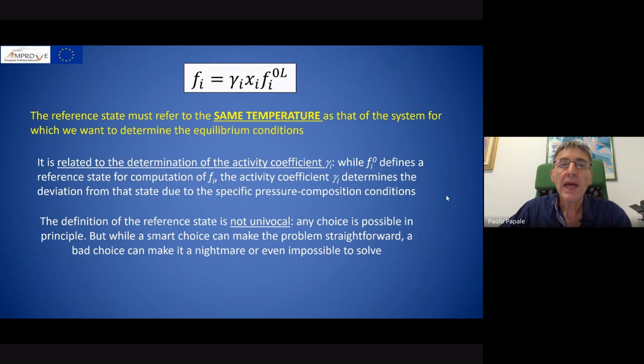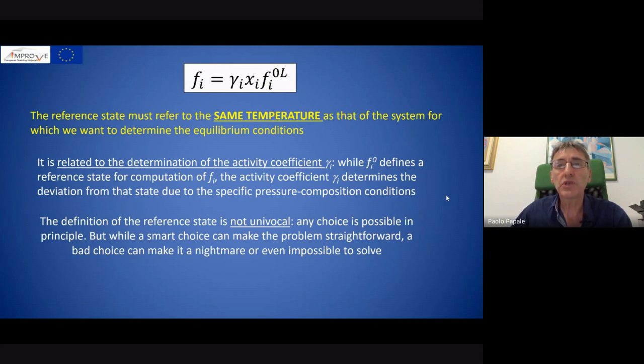In principle, any choice of the reference state is possible. The reference state is not univocally determined. Making a good choice is up to us. Some choices are better than others, as they result in a clear partition of the job between the activity coefficient and the reference fugacity, and they simplify the calculations. In other words, defining a reference state is a matter of convenience.